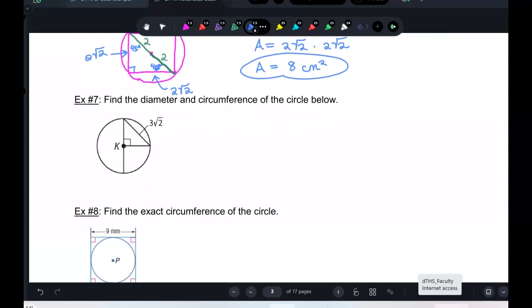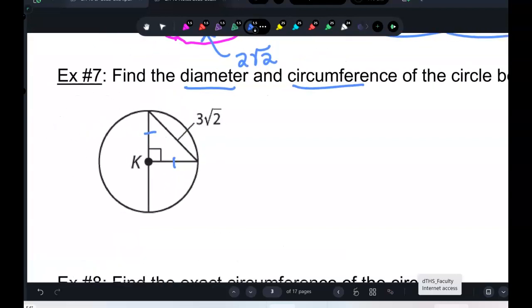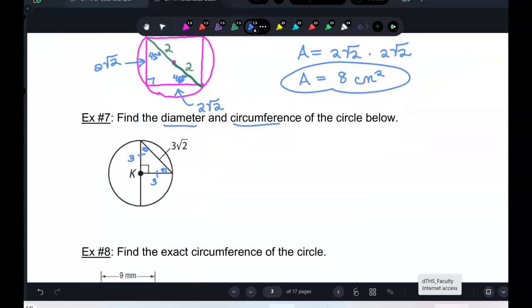All right. Here we have a picture already given to us. We want to find the diameter and the circumference. This is a radius and this is a radius, so they have to be congruent. What kind of triangle do we have? This is a 45, 45, 90. So we divide by square root of 2, which works out nicely. That means my radius is 3.